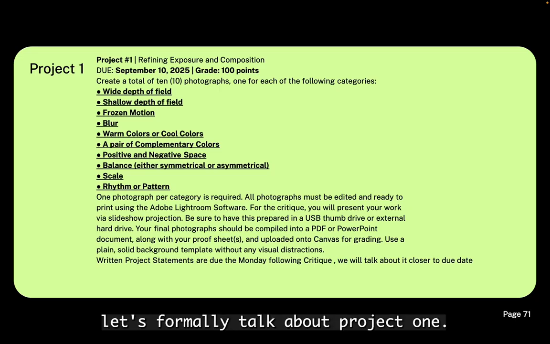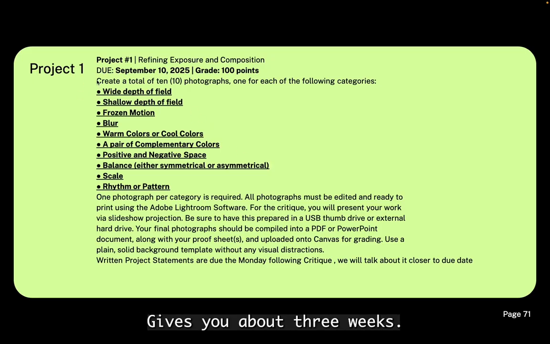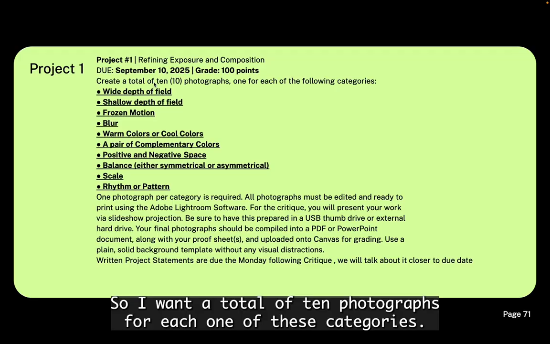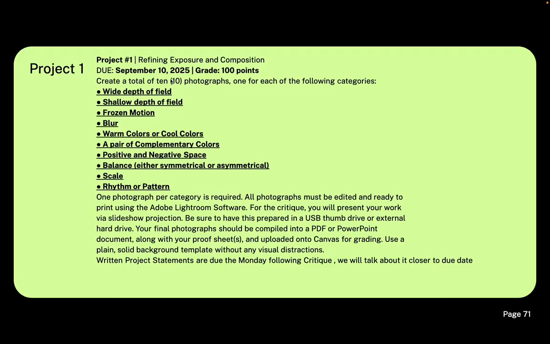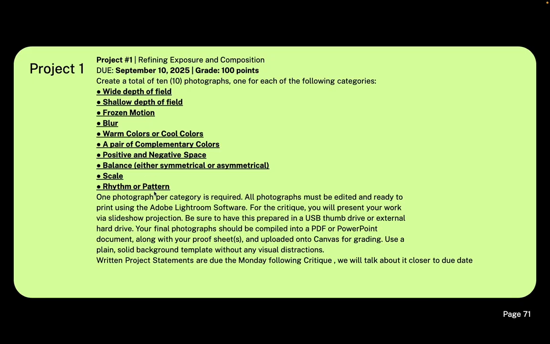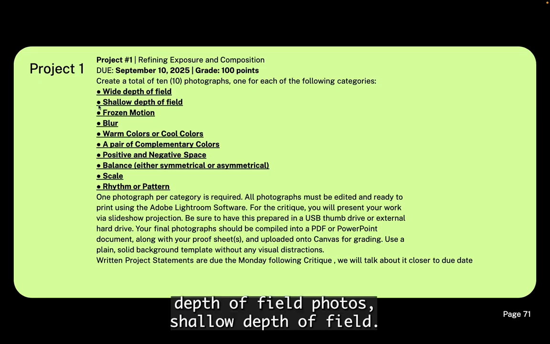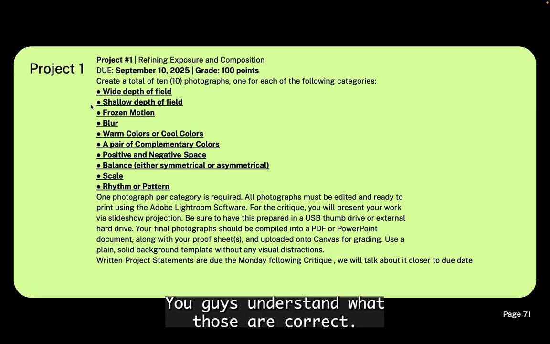All right, let's formally talk about Project One. So we're gonna aim for September 10th. It gives you about 3 weeks. So I want a total of 10 photographs for each one of these categories, and then one photo that is your best for each one. So your minimum of like 10 wide depth of field photos, shallow depth of field. You guys understand what those are, correct?